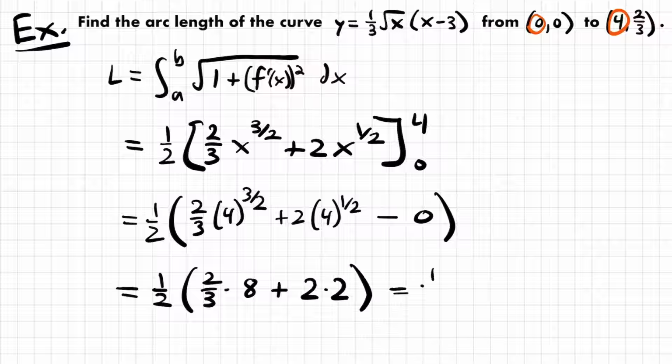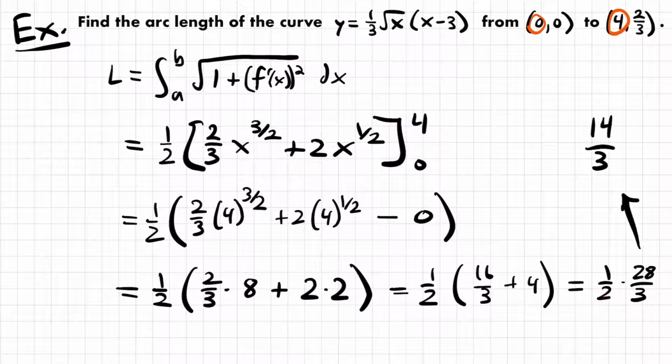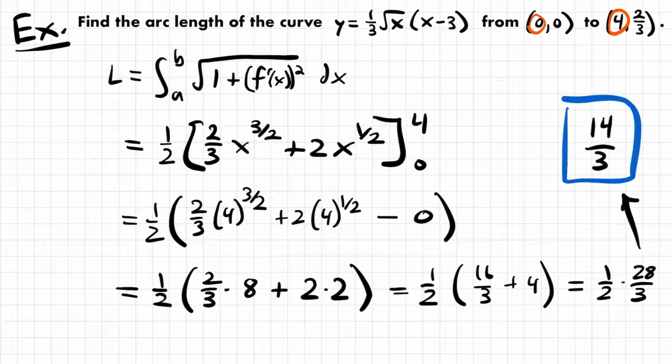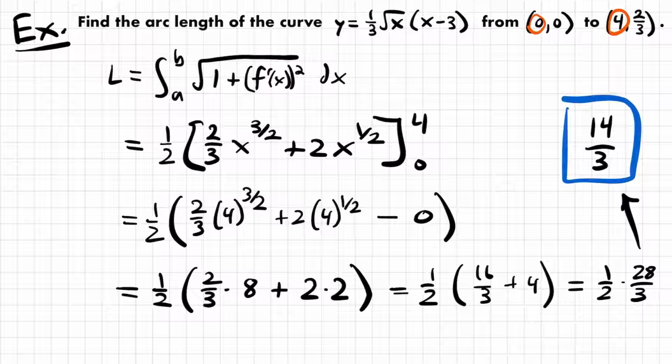So that's going to be equal to 1/2 times 16/3 plus 4. And 4 is the same as 12/3. And so 12/3 plus 16/3 will give us 28/3, and so this is equal to 1/2 times 28/3, and 28 divided by 2 is 14, and so this simplifies to 14 divided by 3, or 14/3, and that is the arc length of this function from 0 to 4. There was a lot of work to get there, but in the end we were able to solve for that arc length. It just took a lot of manipulation of our integral.